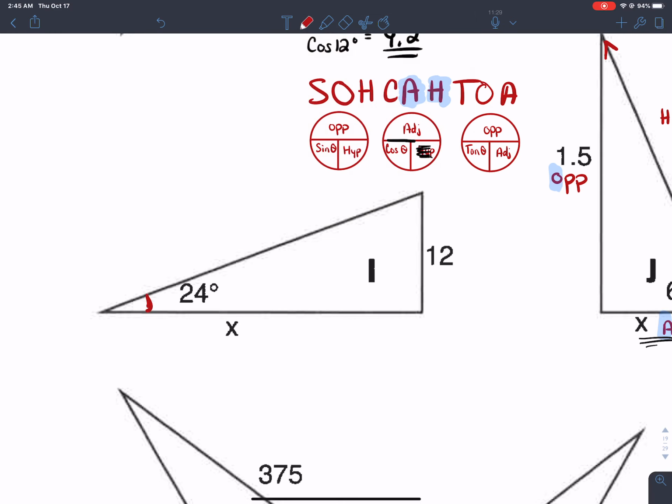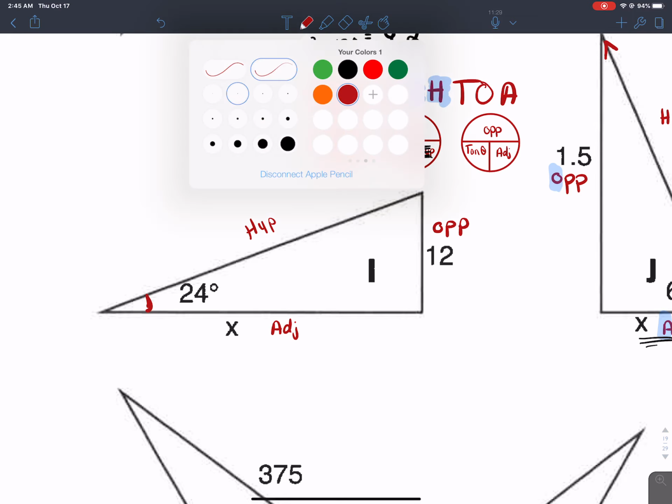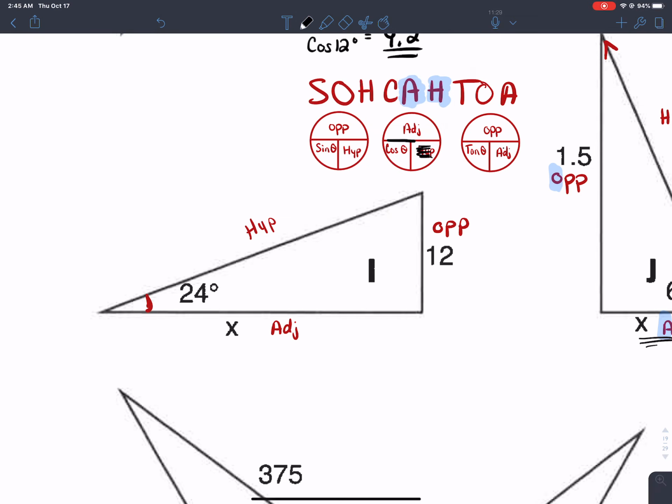If this is my angle, that's my opposite side. This is my adjacent. This is the hypotenuse. Operating off of that idea, you have opposite and adjacent sides, so you're going to be using the tangent. We're finding the adjacent side, so I cover up the adjacent side. So you'd have 12 divided by tangent 24, and you work it out. So it can be done that quickly.